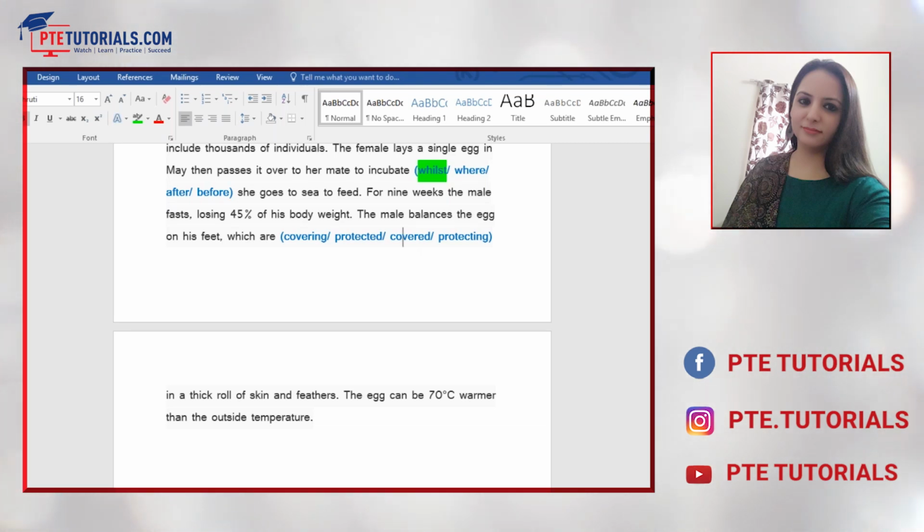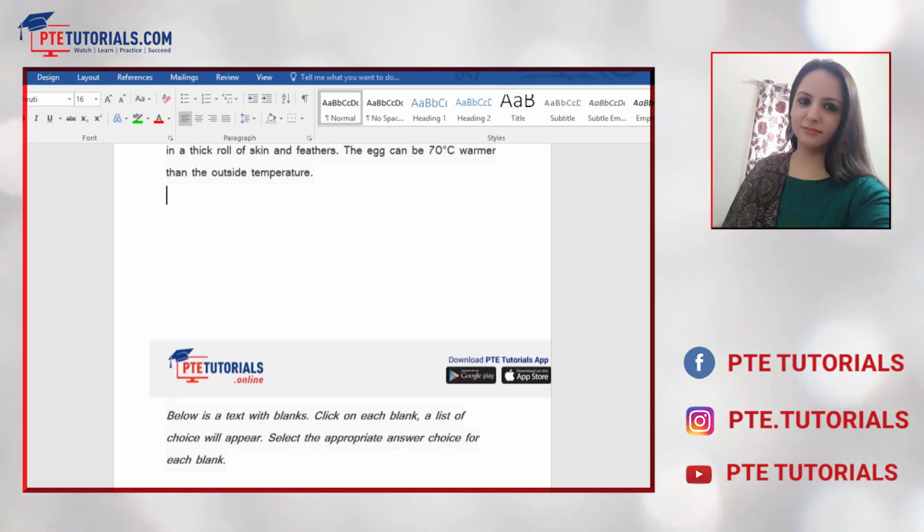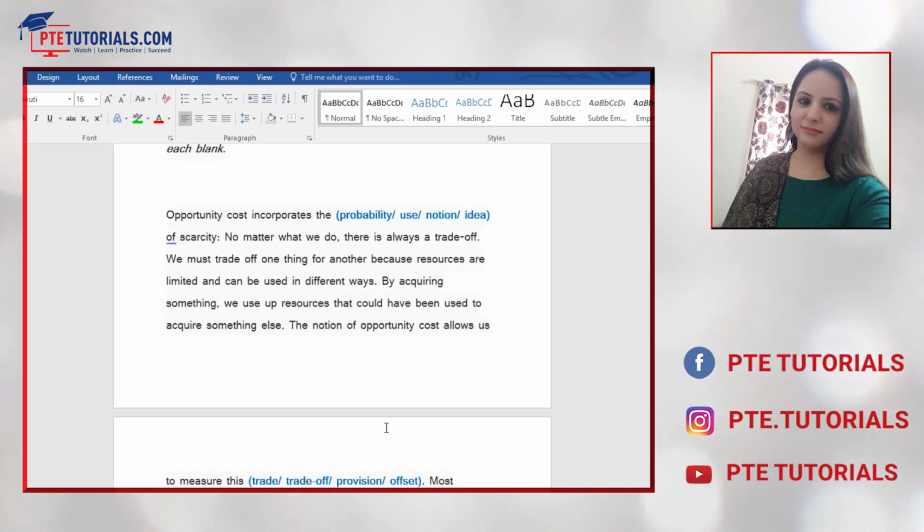Coming to the next question. Sometimes what happens, you are not aware of what kind of word I have to choose there. Just like in this question, you'll be thinking every option I can fit there. For example, opportunity cost incorporates the dash of scarcity. Scarcity means deficiency of something. Now, the probability of scarcity is not making a little bit sense. Use of scarcity, is it making sense? How can I use of deficiency?